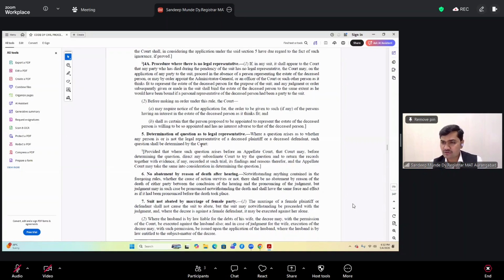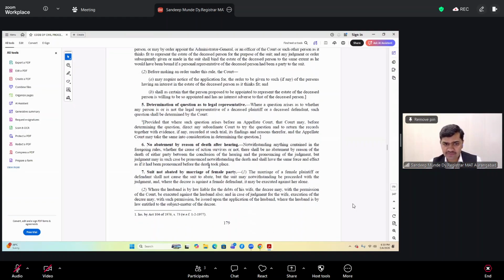But no, Rule 6 states no abatement by reason of death after hearing. Once the hearing has been concluded and the death of the party occurred after the hearing, when the matter was reserved for order, then it will not be covered under the abatement.